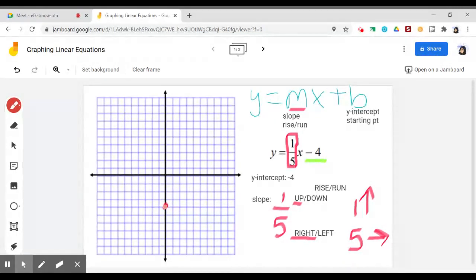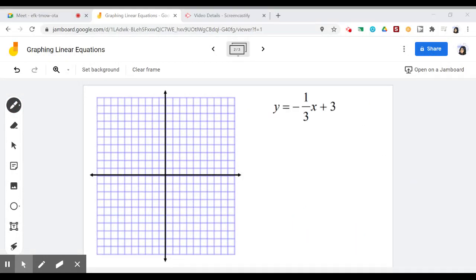And now that I've plotted -4, I'm going to use my slope to get more points. So my slope's saying from this starting point, I should go up 1 and right 1, 2, 3, 4, 5. Now I can also do the opposite. So instead of going up and right, I could also go down and left. I could go down 1 and left 1, 2, 3, 4, 5. And then from there, I could draw a line and connect my points.